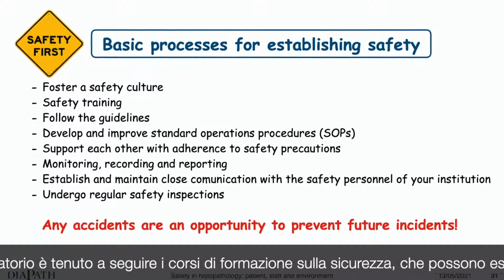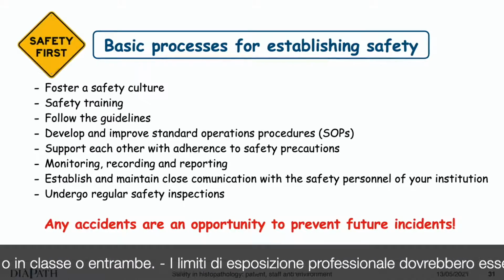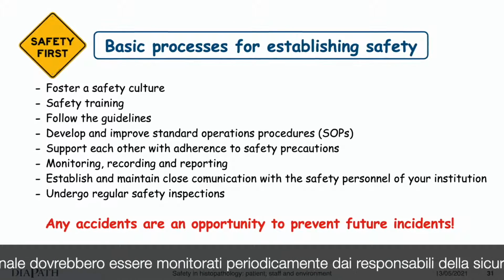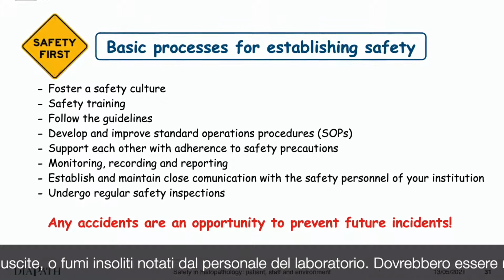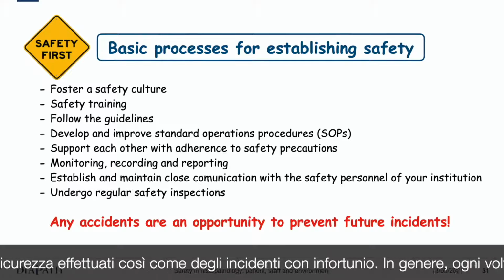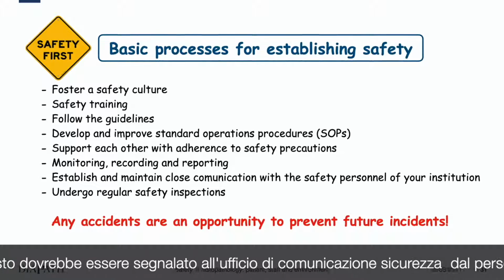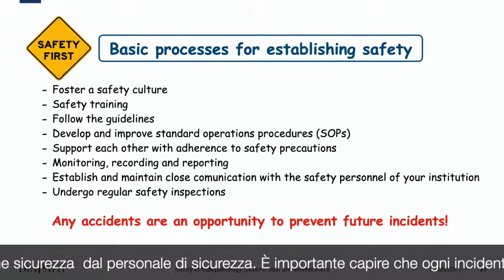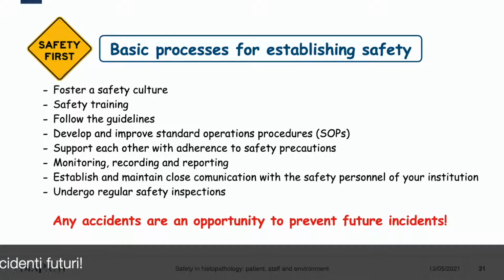The lab personnel are required to undergo safety training, which may be offered as online or in-class training or both. The occupational exposure limits should be monitored by the safety officers periodically in the event that there are spills or unusual fumes noted by laboratory staff. Records should be maintained of safety training as well as of incidents of injury. Typically, once an injury occurs, the injury should be reported to the safety office by the safety personnel. It is important to understand that any accidents are an opportunity to prevent future incidents.